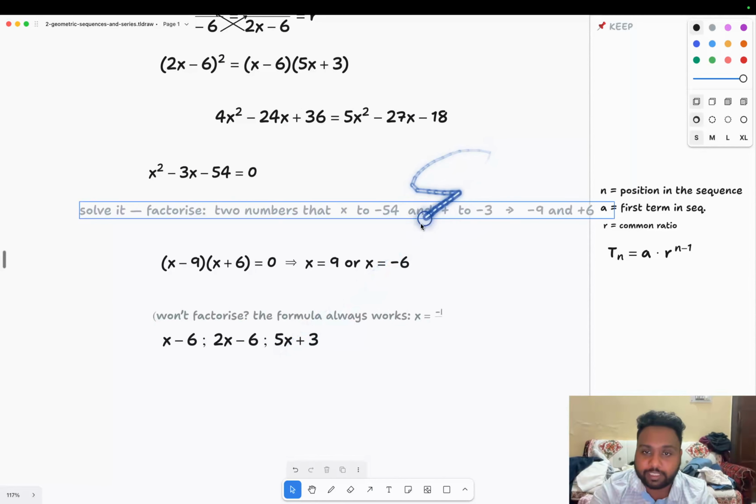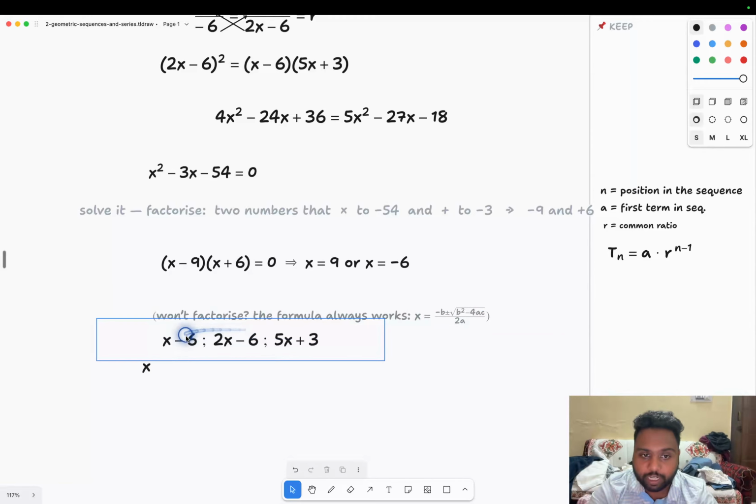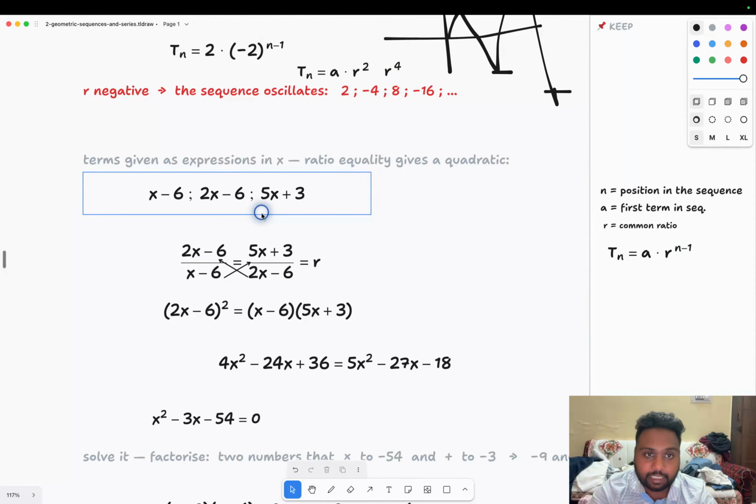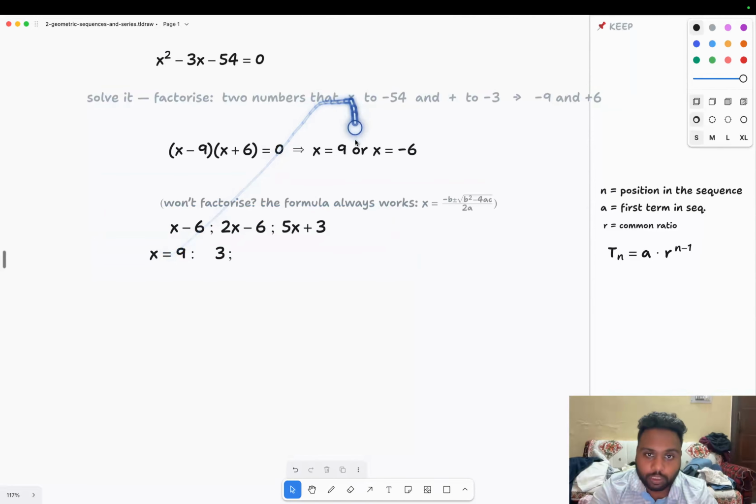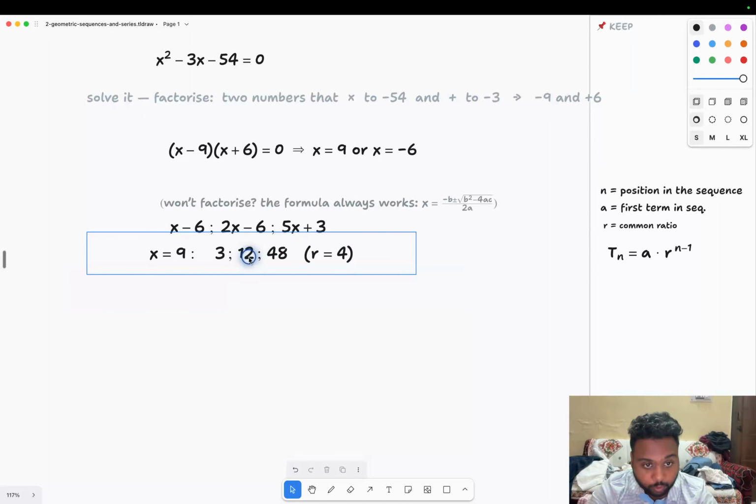And if you don't know how to factorize like this, you can always use the formula x equals minus b plus minus the square root of b squared minus 4ac, divided by 2a. If you use this formula, you will get the same values. And now we are going to take this given sequence, and we are going to use 9 as the first value and substitute it to get the sequences. So if I substitute 9 into this, I will get 3, 12, 48, where r is equal to 4. So 12 by 3 is 4. 48 by 12 is also 4.